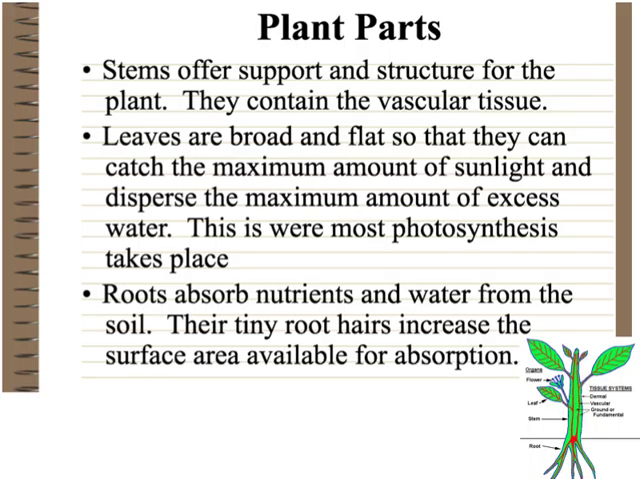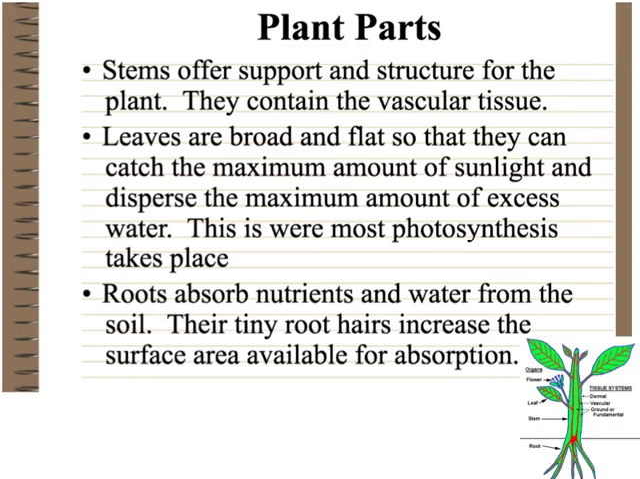Okay. Leaves, broad and flat mostly, unless you're talking about a needle-shaped leaf like you'd see on a pine tree, but mostly they catch the maximum amount of sunlight and do most of photosynthesis. Remember, any green part of the plant can do photosynthesis, okay? But most of photosynthesis is done at the leaf. And then finally you've got roots, and roots are going to absorb water and nutrients from the soil. They have tiny root hairs on their surface to increase the surface area for absorption, so they can absorb more water.